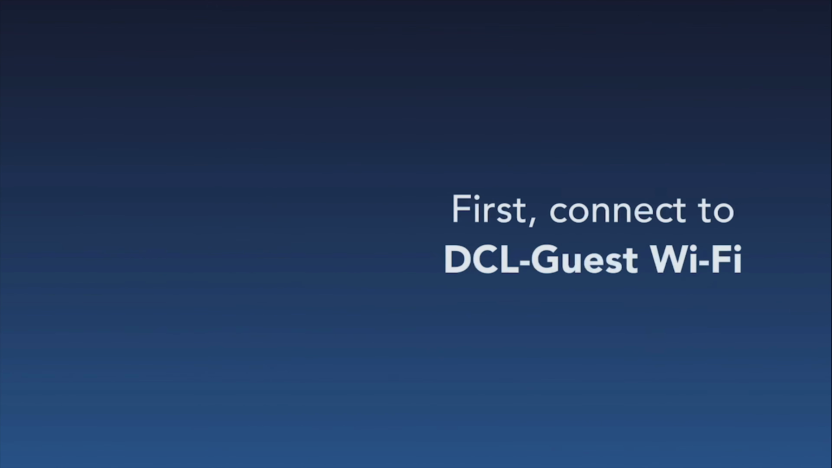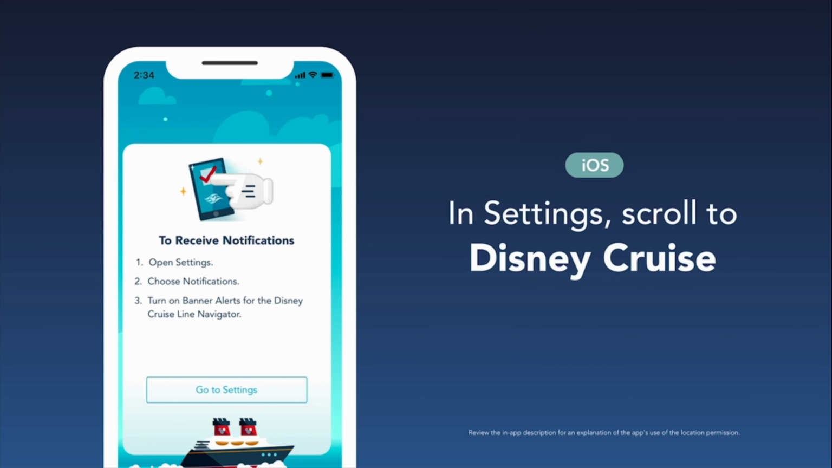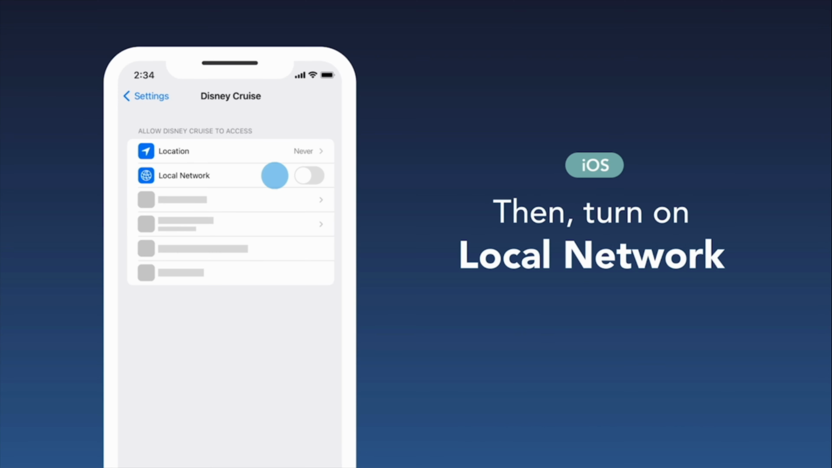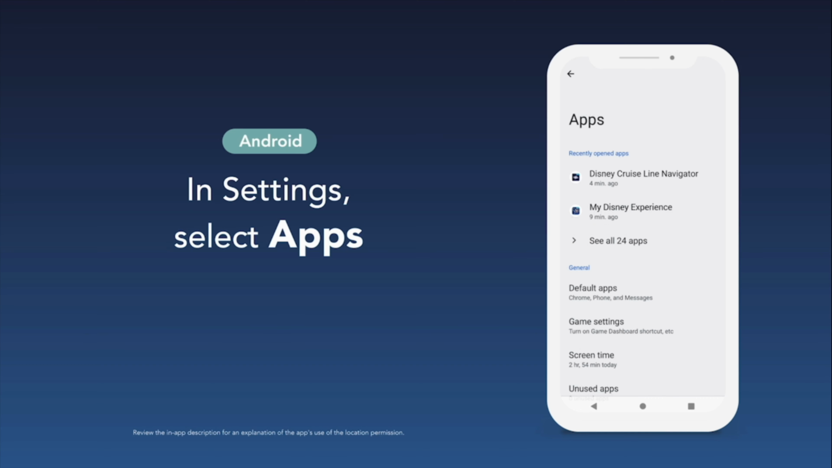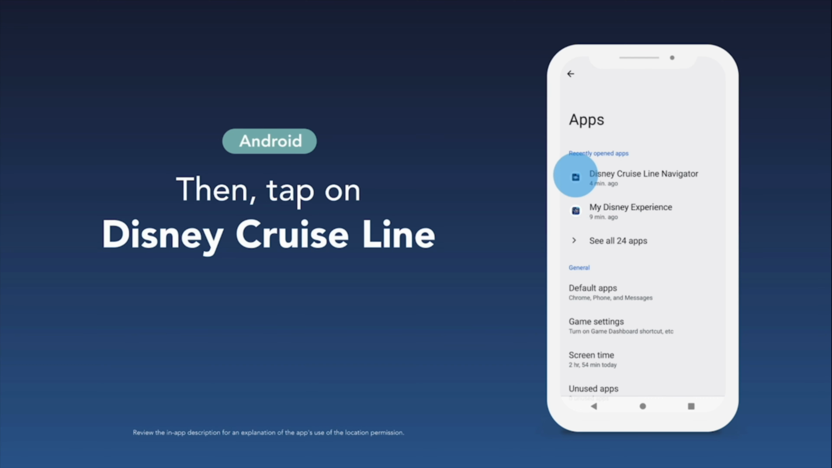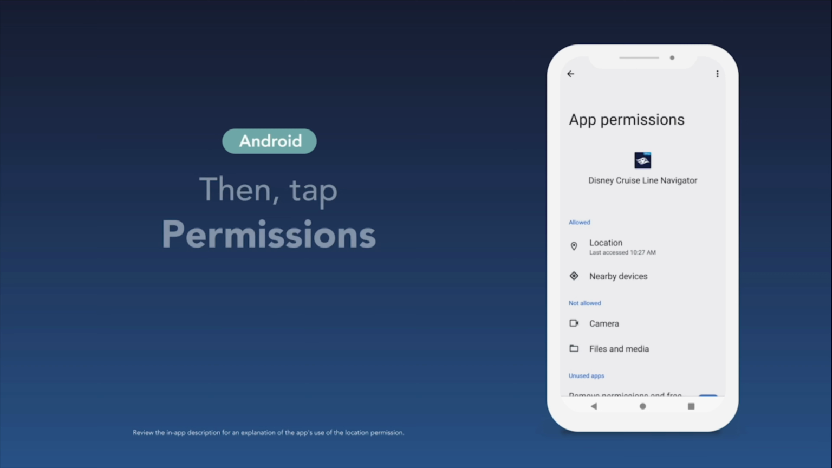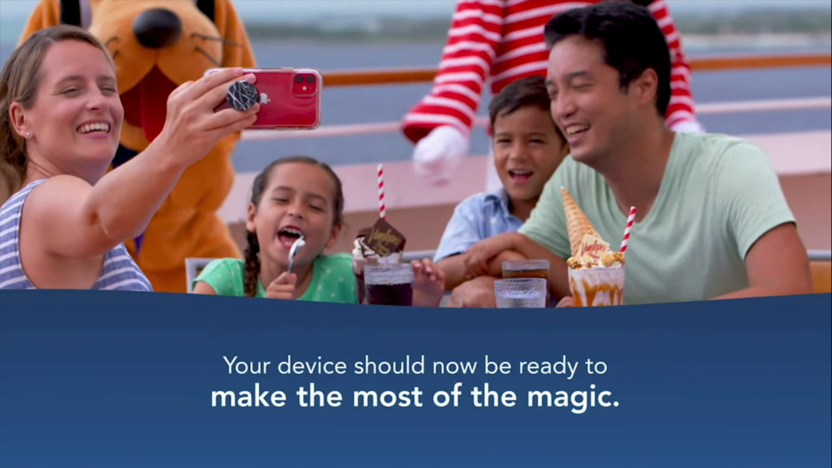First, connect to the Disney Cruise Line guest Wi-Fi. Next, allow permissions on your device. On an iOS device, go to Settings, scroll down to Disney Cruise Line, then allow location and turn on local network. On an Android device, go to Settings, select Apps, then tap on Disney Cruise Line. Then tap Permissions, allow location, and turn on nearby devices. Congratulations, your device should now be ready to make the most out of the magic.